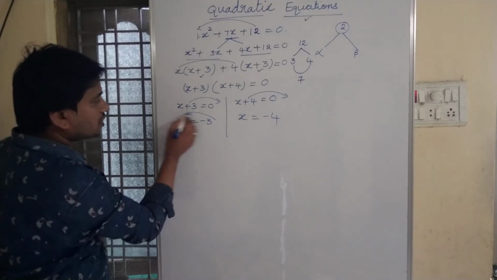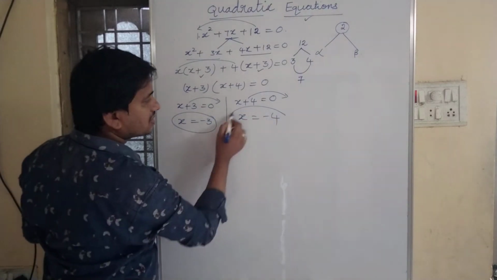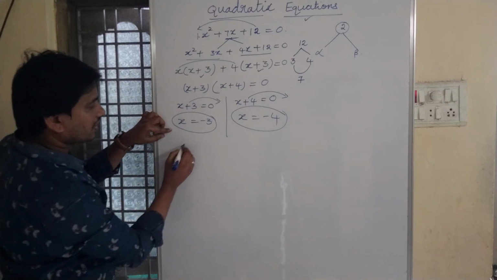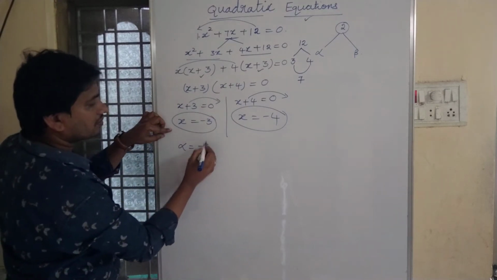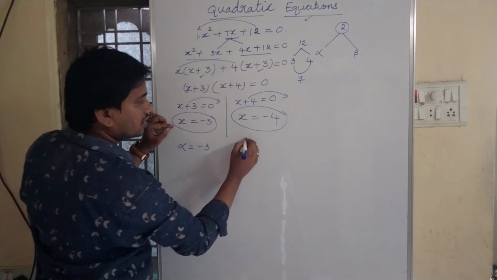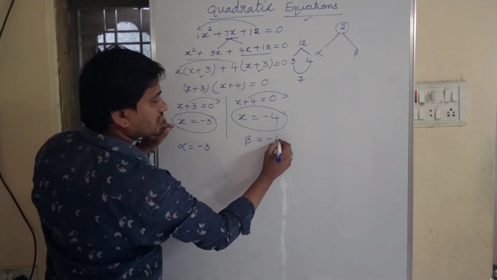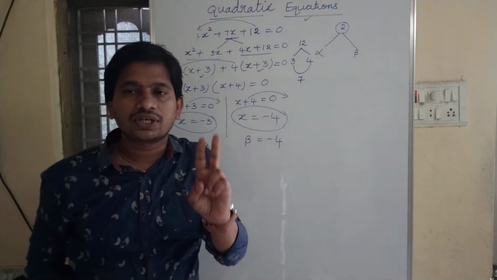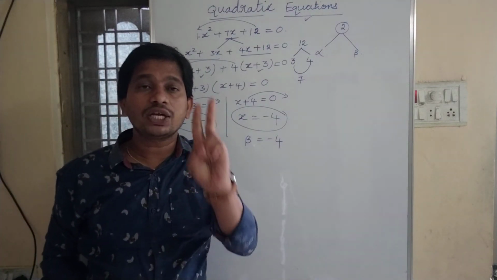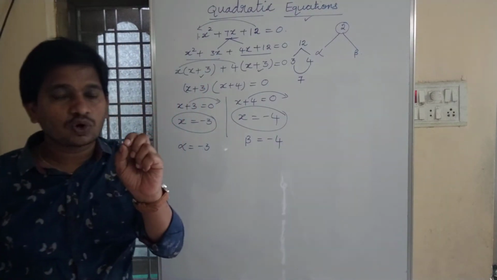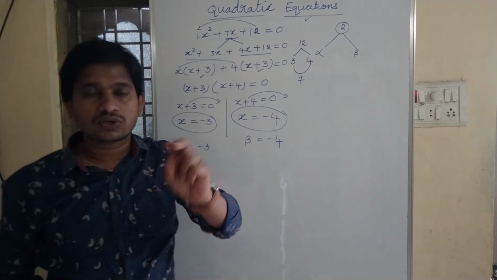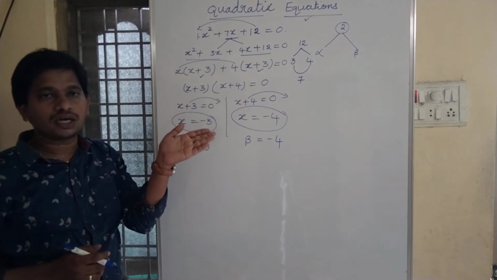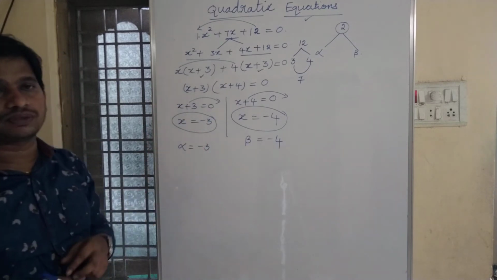So we got how many zeros, children? One is x is equal to minus 3 and the other one is x is equal to minus 4. So this we can call alpha, that is equal to minus 3. This we can call beta, which is equal to minus 4. So children, for a quadratic equation, generally we will be having two roots. The one root is called alpha and the other root is called beta. This is one of the methods to find the roots of the quadratic equation.